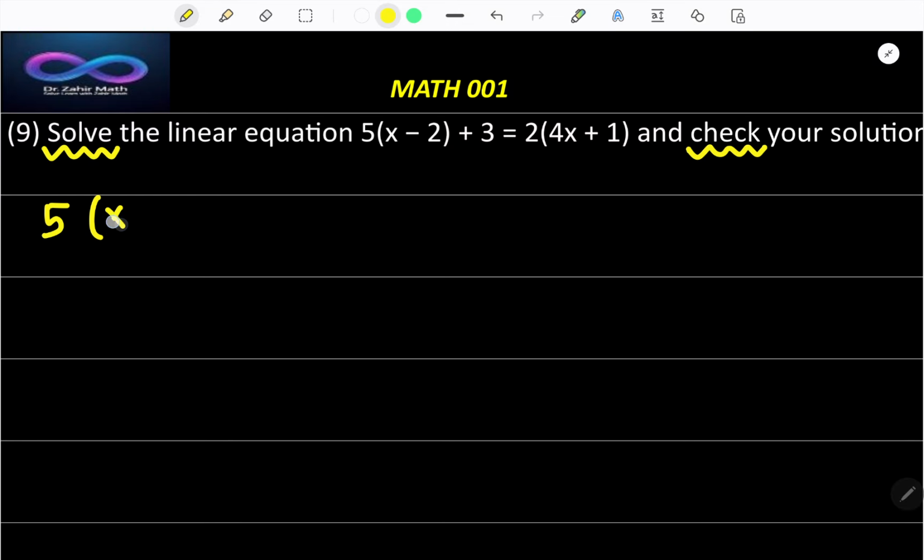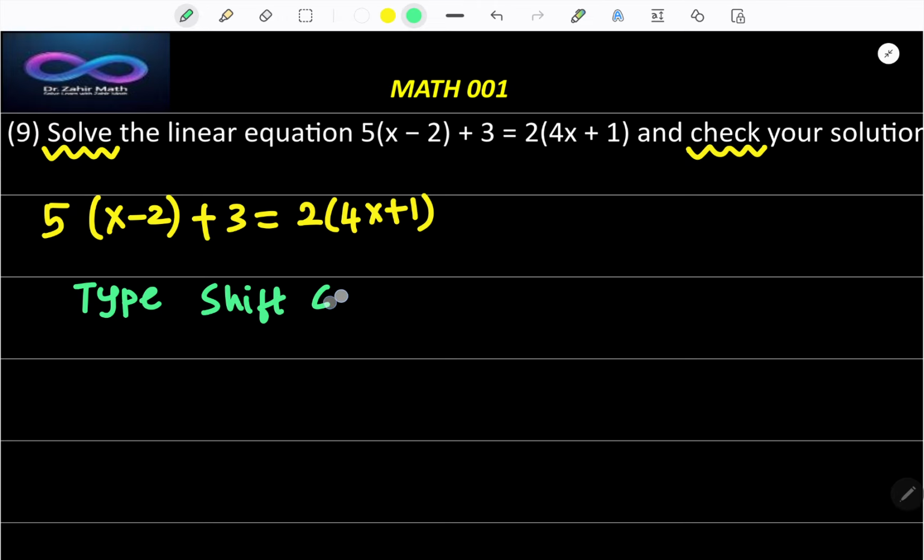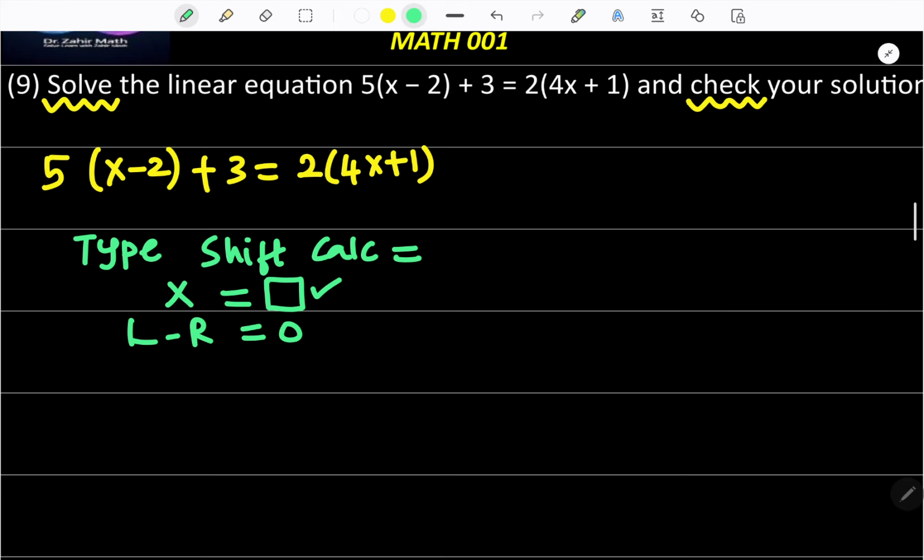So 5 times (x minus 2) plus 3 is equal to 2 times (4x plus 1), right? Before you solve this equation manually, just go to the calculator. Please type this equation. And then press the button shift, okay? Then calc, then press equal. Your screen will show x equals, and L minus R will give you 0. Take this answer. This answer you should get in the exam. Keep it in your mind, right?